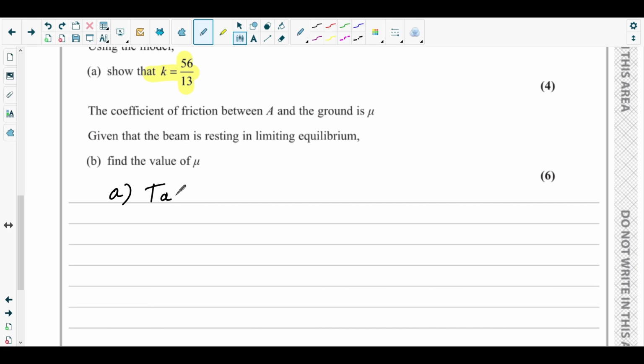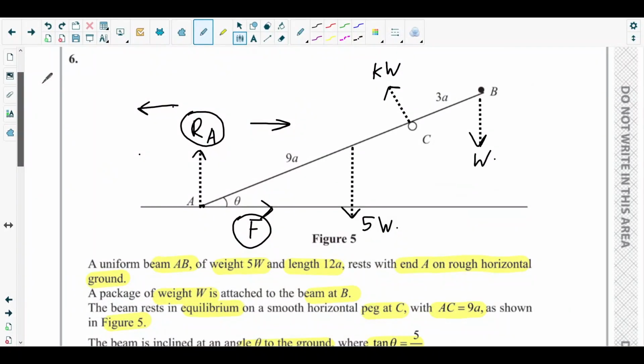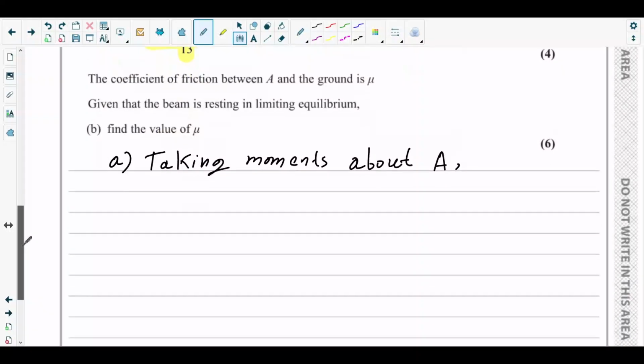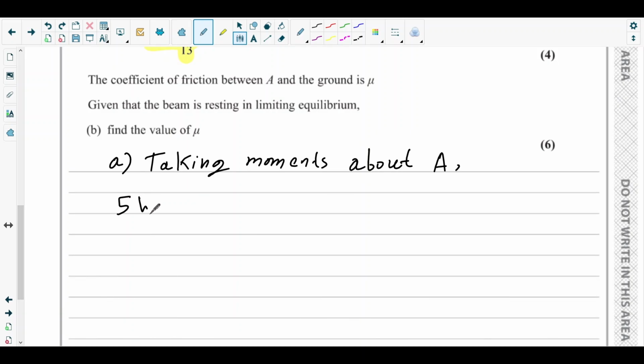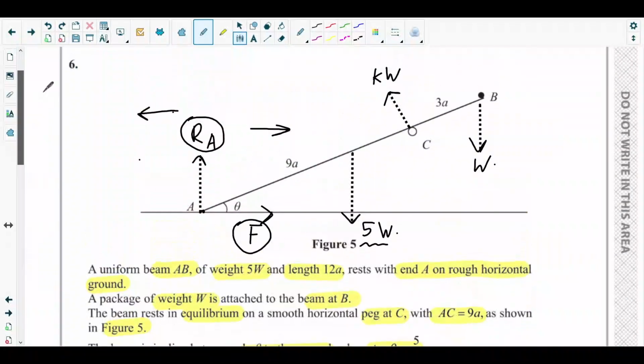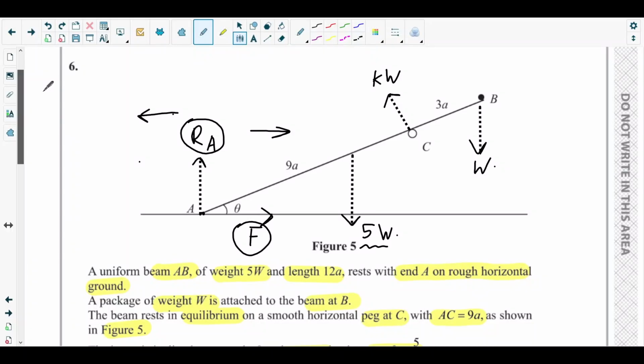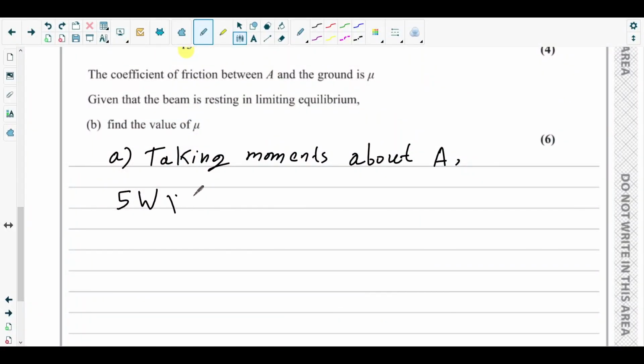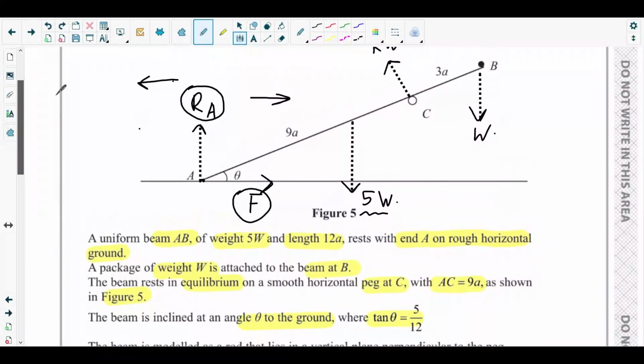Okay, so taking moments about A. Clockwise moments include the weight of the beam, that is 5W, and its perpendicular distance from the point A. It is basically halfway along the length of the beam. The total length of the beam is 12A, so halfway is basically 6A. Okay, so this is the clockwise moment due to the weight of the beam.